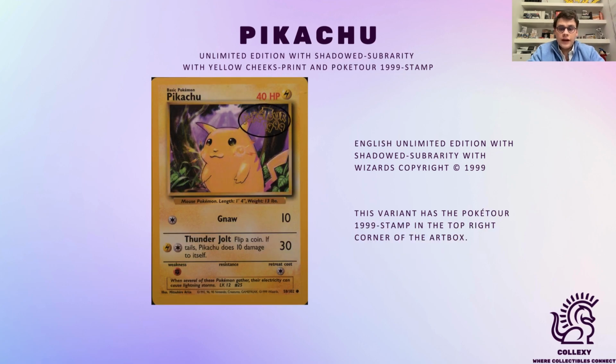This is the final variant of Pikachu. It is very similar to the English Unlimited edition with Shadowed Subrarity with Wizards of the Coast copyright of 1999. This variant has a PokeTour 1999 stamp in the top right corner of the art box. It also has the yellow cheeks.